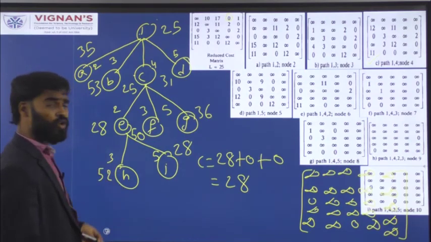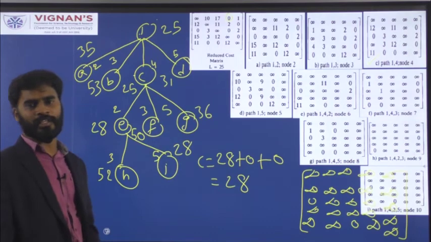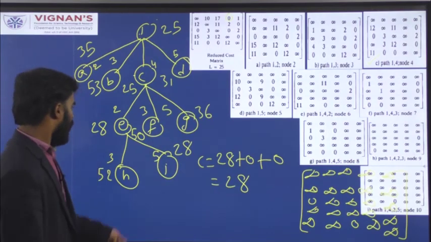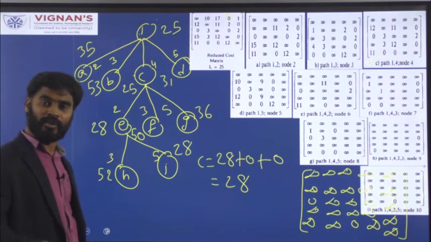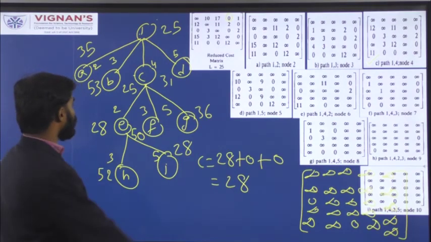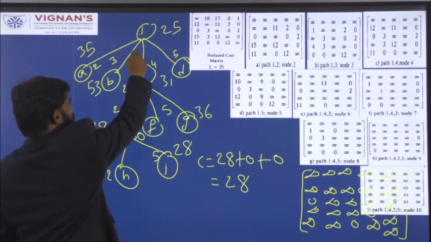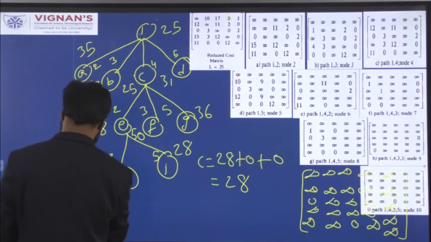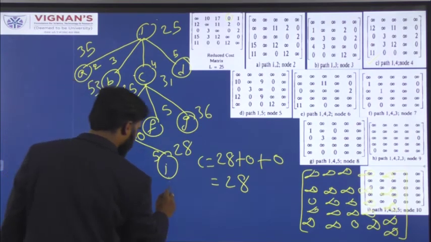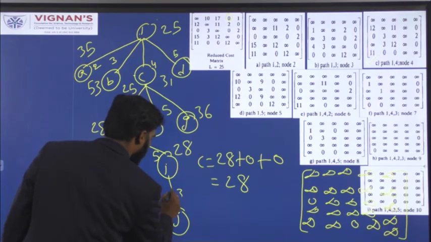So among these live nodes, you have to choose one node to explore further. Again, it is based on the least cost. I is the node which is having the least cost, so you can explore I further. If you observe this path from root to I, we covered 1, 4, 2 and 5. The remaining is 3 only.